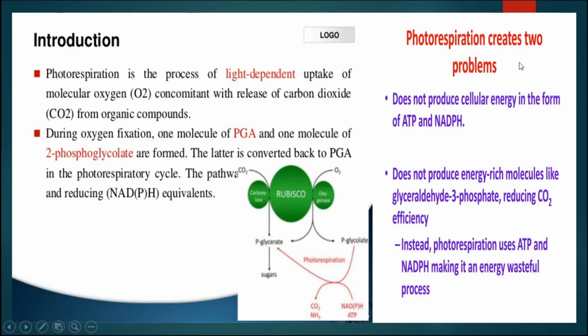Here it creates two problems also, because it does not produce cellular energy in the form of ATP and NADPH, as well as it does not produce energy rich molecules like glyceraldehyde 3-phosphate, reducing CO2 efficiency. Instead, photorespiration uses ATP and NADPH, making it an energy wasteful process. So, because ATP and NADPH are not produced but consumed, that is why it is an energy wasteful process also.